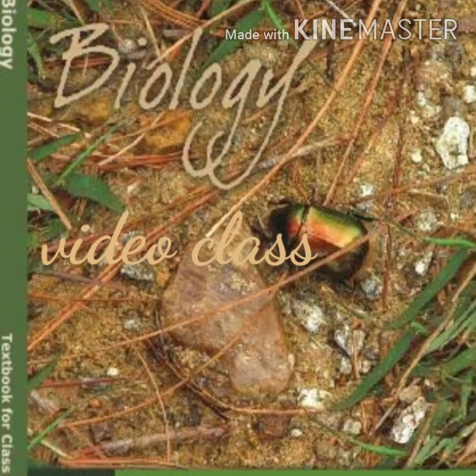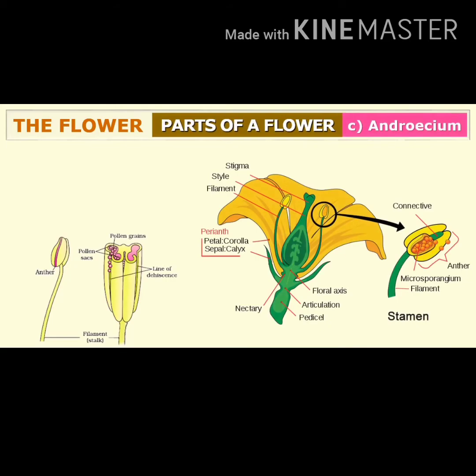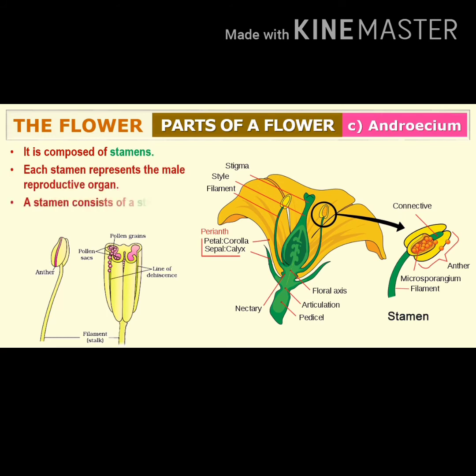In the previous class we studied the structure of a flower. Today we are continuing with it, and we are going to study androecium and gynoecium. First of all, androecium. Androecium is the male part of a flower. It is composed of stamens, and each stamen consists of a stalk, which is called a filament, and an anther.